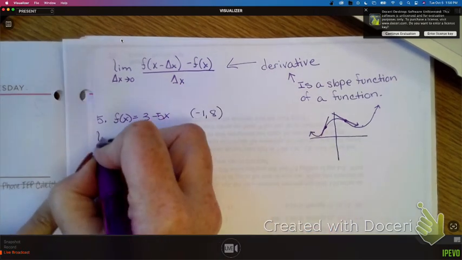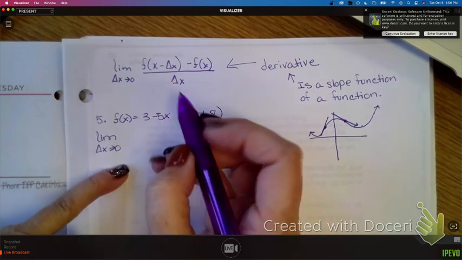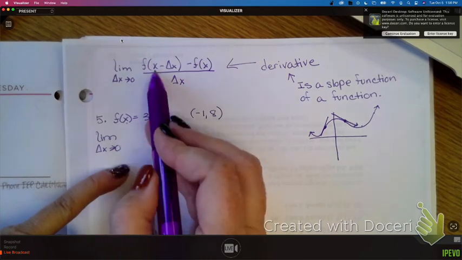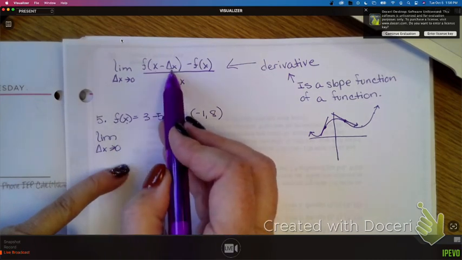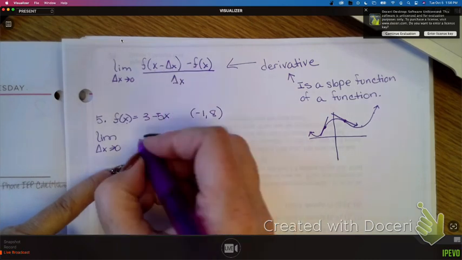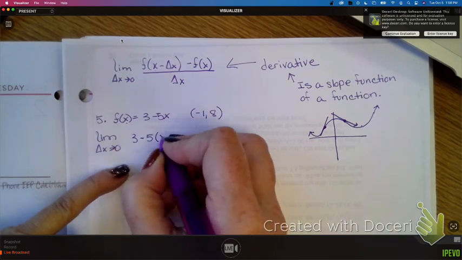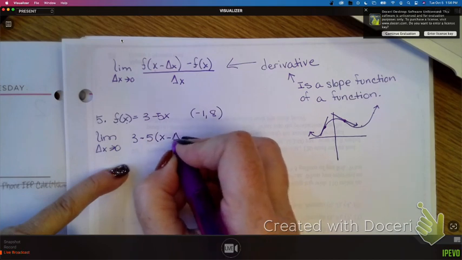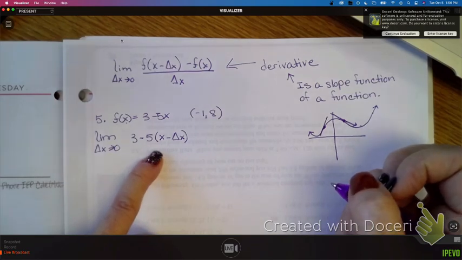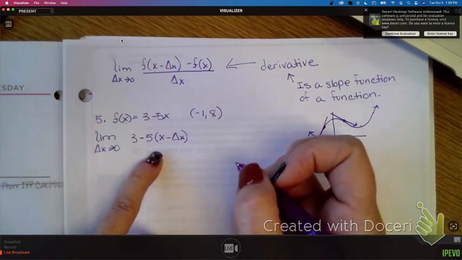So we're going to use the limit, as the change of x approaches 0, of... Now, f of x, what is x changing into? x plus the change of x. So this x is going to change into x plus the change of x, which I did: 3 minus 5 times x plus the change of x. And then you added 3 to the end, that's fine. It doesn't matter.